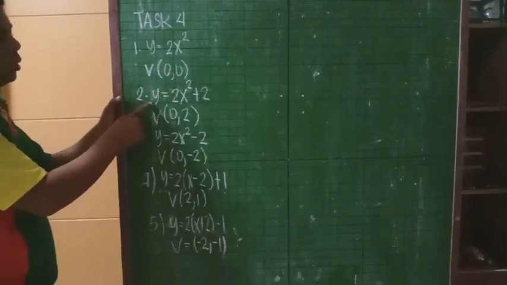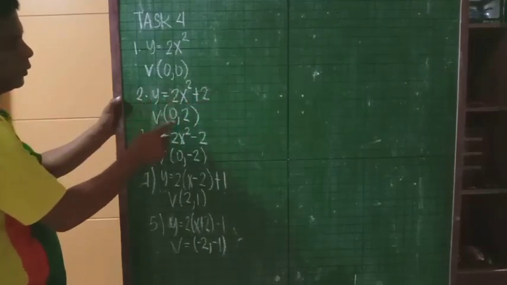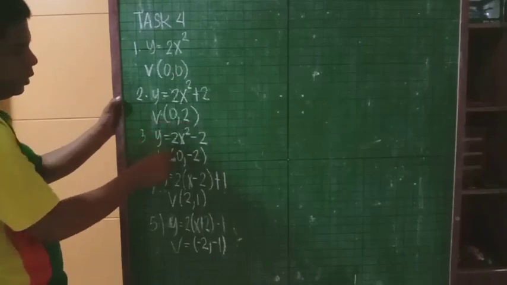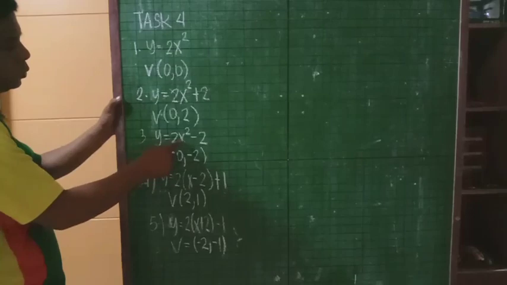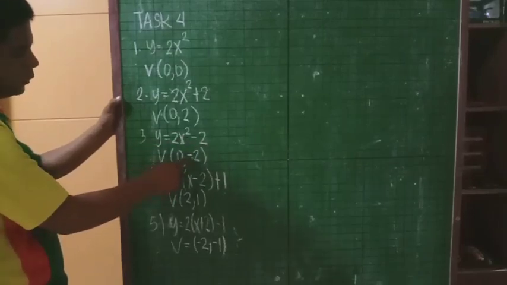Second example, y equals 2x squared plus 2. Our h is 0 and the k is 2. So, the vertex is (0, 2). Number 3, y equals 2x squared minus 2. Our vertex is (0, -2).